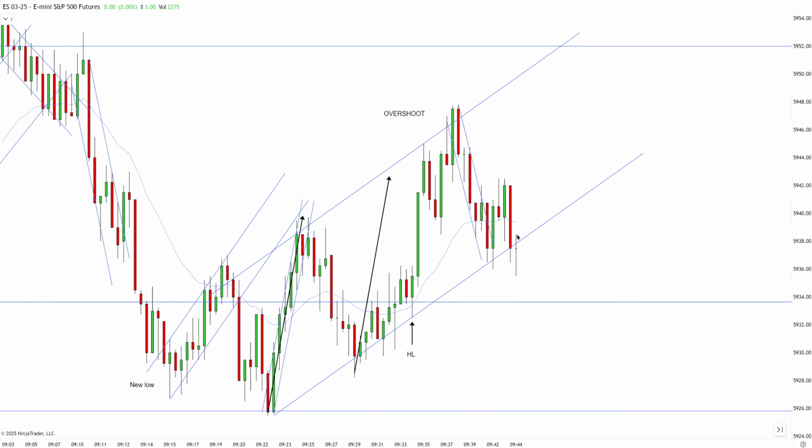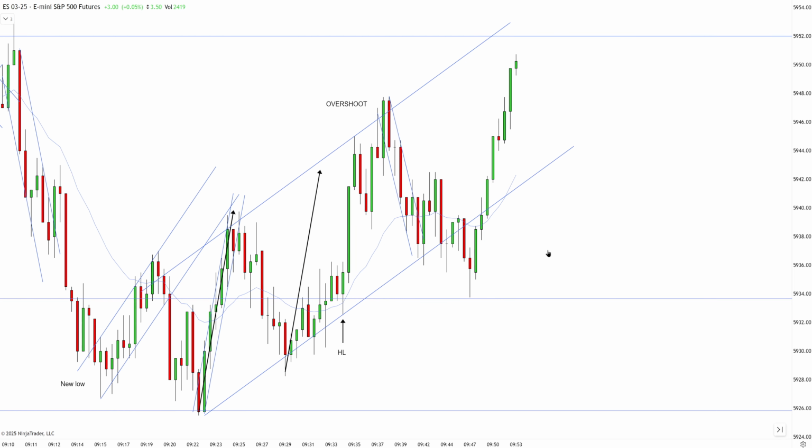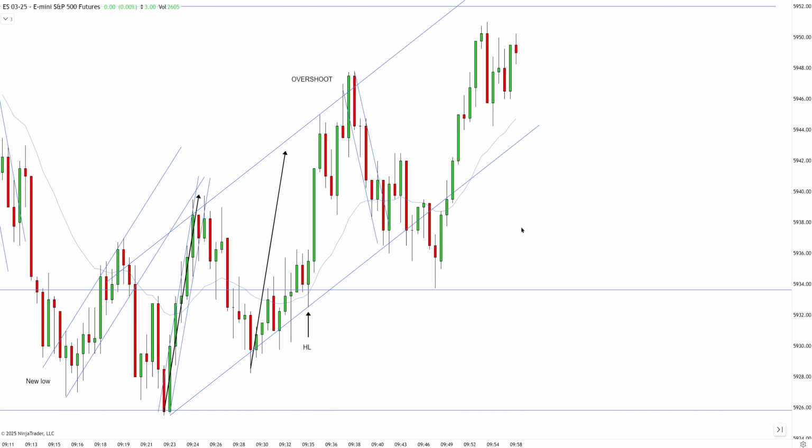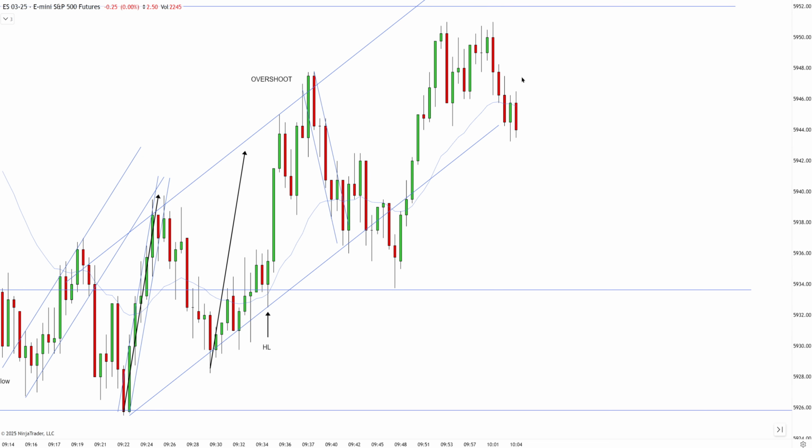I don't like going long now because we're back below EMA. We have the overshoot. You're supposed to stay above EMA, so no setup here. We're pushing higher. We have a break to a new high. Uptrend played out. We're breaking below, and now we have a lower high.